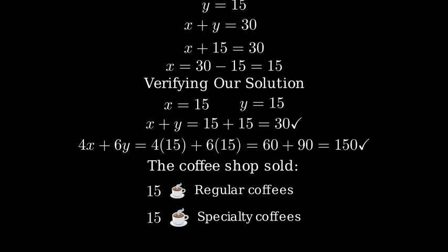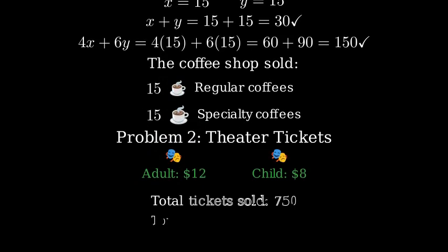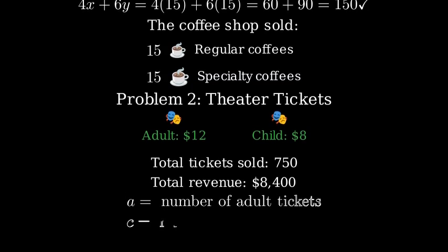Now, let's try another problem. A theater sold 750 tickets for a show. Adult tickets cost $12 each, and child tickets cost $8 each. The total revenue was $8,400. How many adult tickets and how many child tickets were sold? Let's define our variables. We'll let A represent the number of adult tickets sold, and C represent the number of child tickets sold.